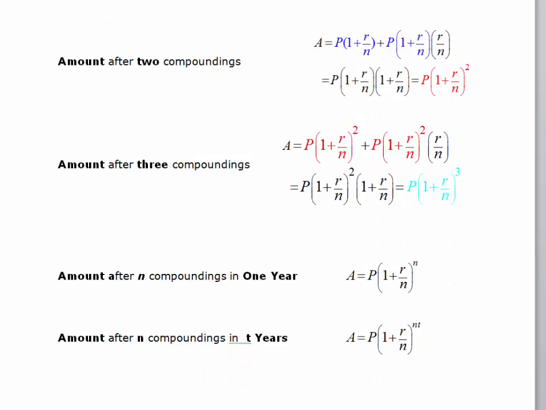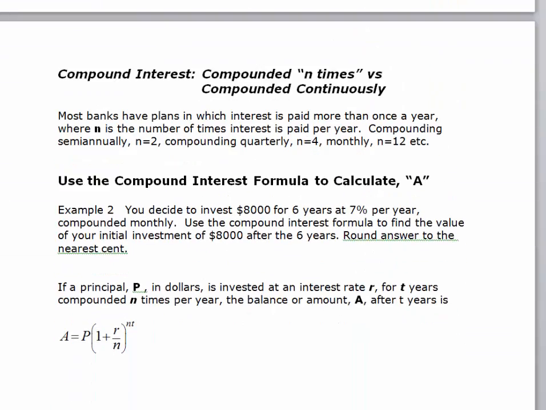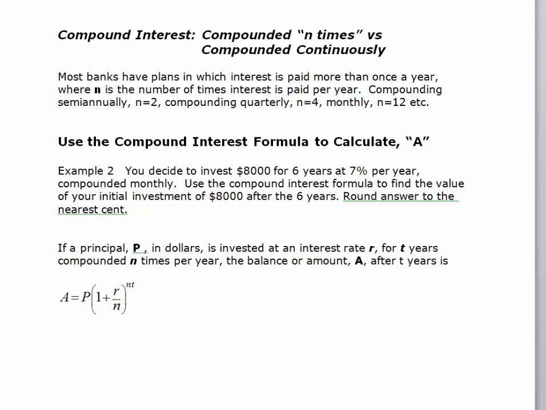We're going to skip over this for now and just jump right into using the formula for compounded interest. And so it says here that most banks have plans in which interest is paid more than once a year. And n is the number of times interest is paid per year. So if you compounded semi-annually, n would equal 2. Compounding quarterly, n would equal 4.